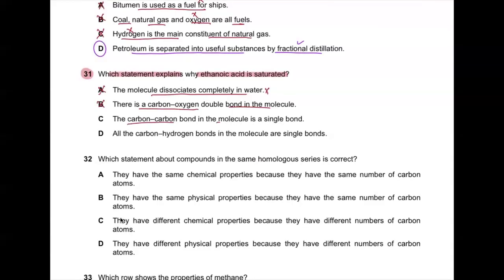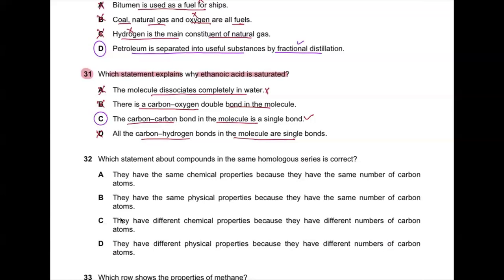Yes, but this doesn't make it saturated or unsaturated. The carbon-carbon bonds in the molecule are single bonds. Yes, that is what makes ethanoic acid saturated. All carbon-hydrogen bonds in the molecule are single bonds, but that happens in unsaturated molecules as well. Do remember the carbon-carbon bonds must be single for a molecule to be saturated. So C is the correct answer.